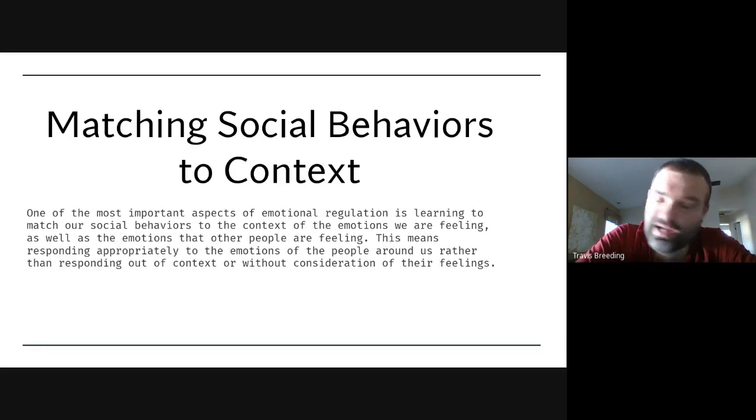Matching social behaviors to context. This is important. One of the most important aspects of emotional regulation is learning to match our social behaviors to the context of the emotions we are feeling, as well as the emotions that other people are feeling. This means responding appropriately to the emotions of the people around us rather than responding out of context or without consideration of their feelings.